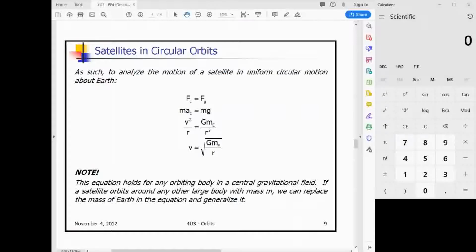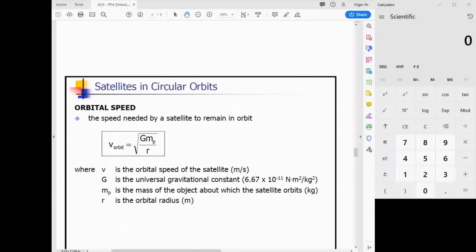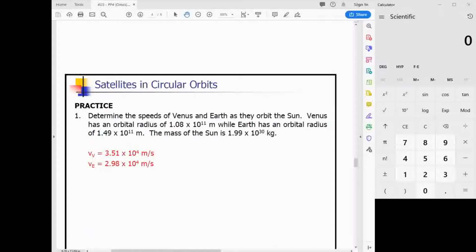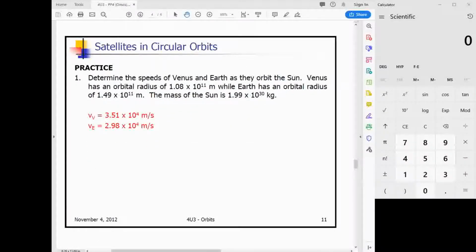And I think I said earlier that it was centripetal force. It's actually the centripetal acceleration that is v squared over r. And our g, that gravitational field effect, is big G times the mass of the larger body divided by r squared. So please copy this down: orbital speed, and copy down the equation and also what the variables mean. So we'll do a few problems using that equation.